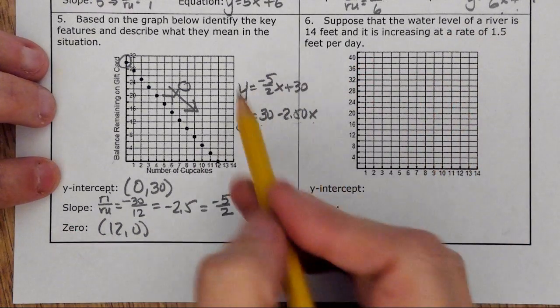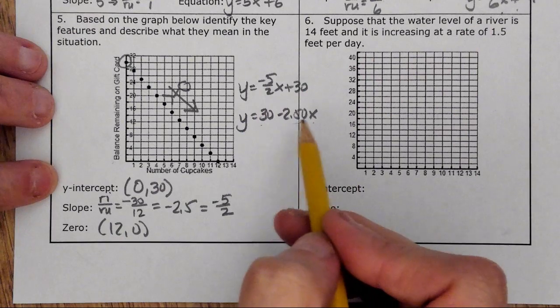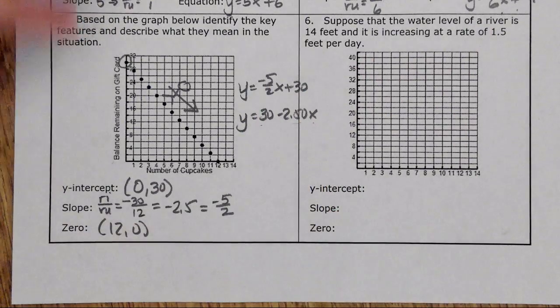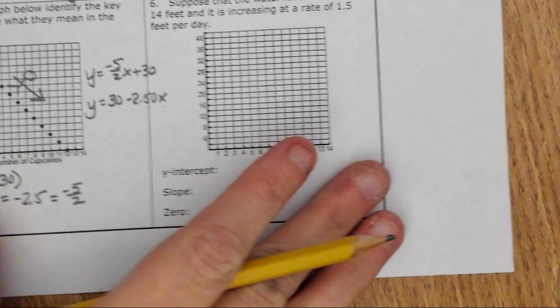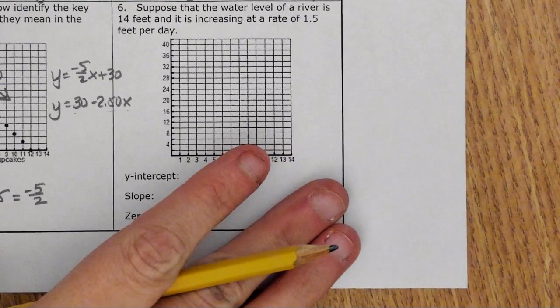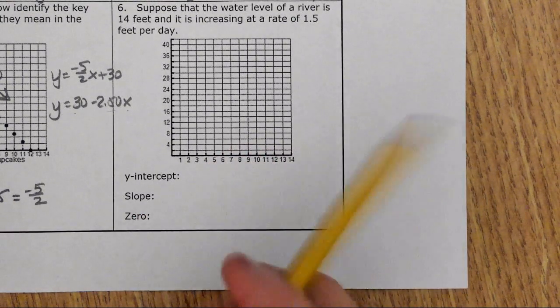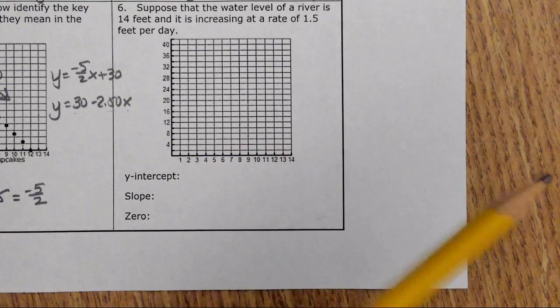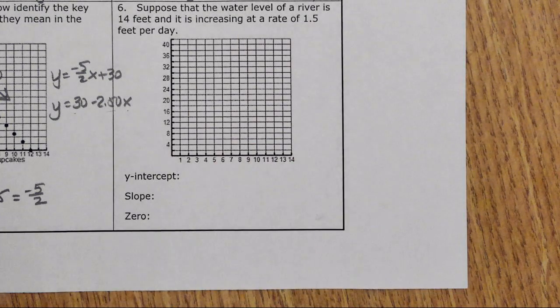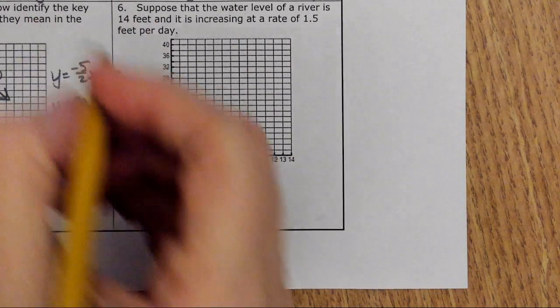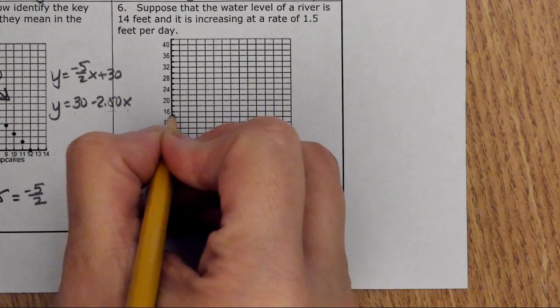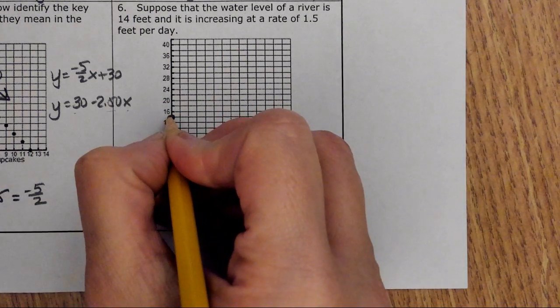We don't always leave them in rise over run format, especially if we have a situation that calls for us to make sense of what those numbers mean. The last problem we have here says, suppose the water level of a river is 14 feet. It's increasing at a rate of 1.5 feet per day. We can start by putting a dot at 14 feet on this graph, and then we can rise 1.5.